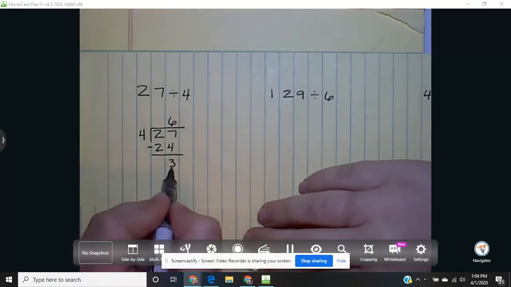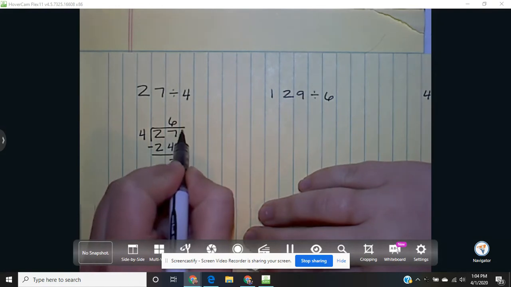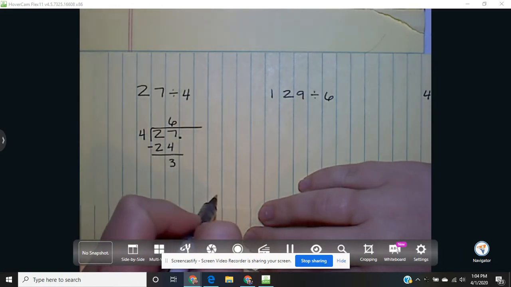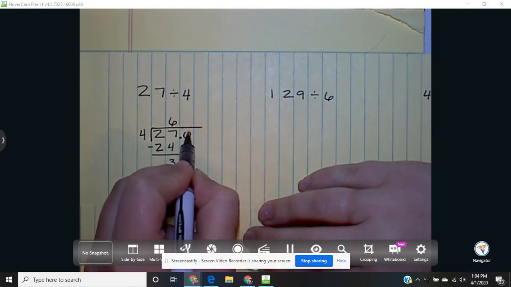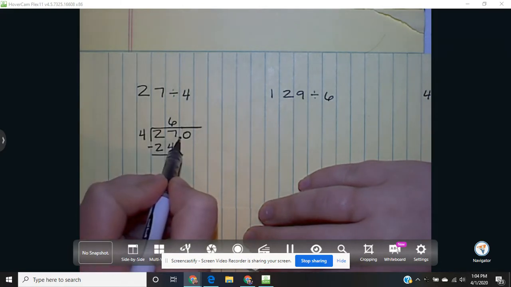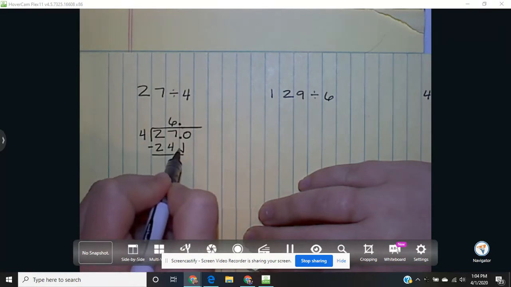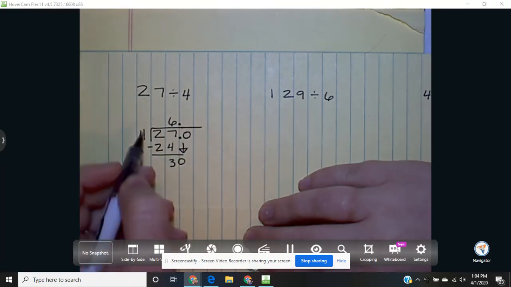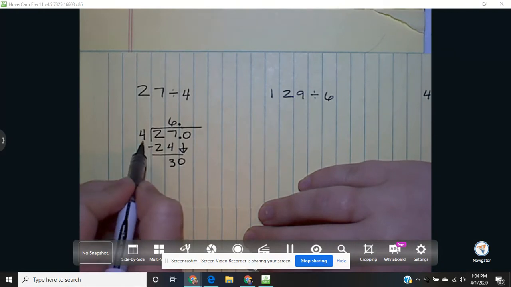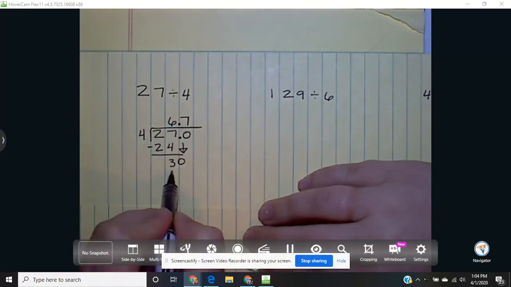So, since I have 3 extra, what I can do is just extend the problem. Remember, when I add a 0 after the decimal, it doesn't add value, but it does extend the place. If I add a decimal inside, I also have to add the decimal on top. And now I can drop that 0 and say, now how many times can 4 divide into 30? 7 times, because 7 times 4 is 28.